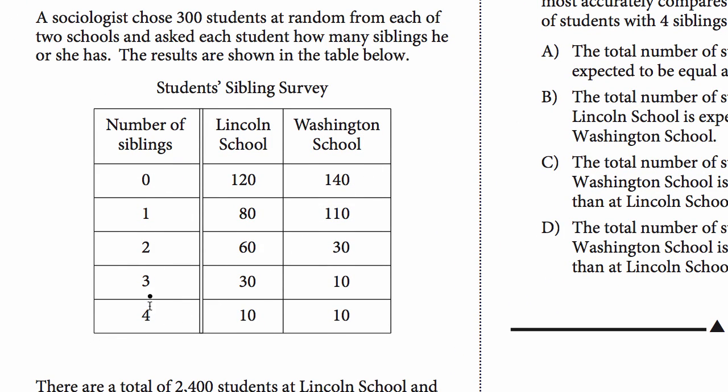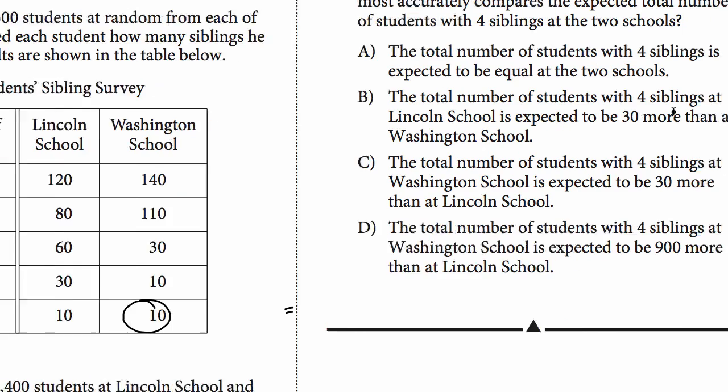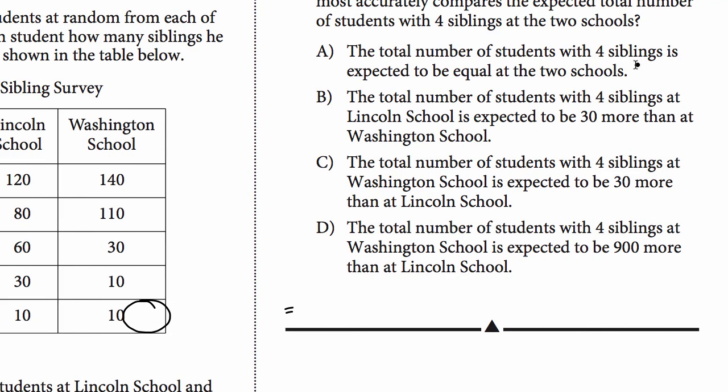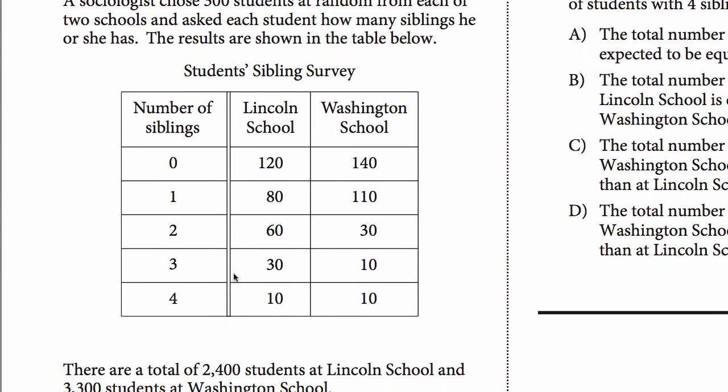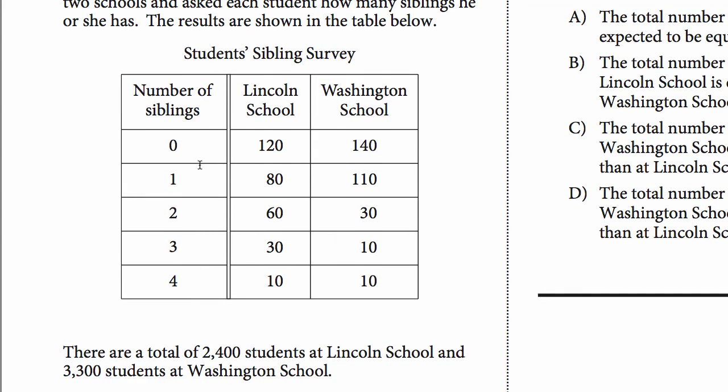So you go to your chart here, you look at 4 siblings, and you go, oh, Lincoln School, 10 people had 4 siblings, and Washington School, 10 people had 4 siblings. So it's equal. So then you go back to your answer choice, like, oh, that was easy. The total number of students with 4 is the same at both schools. Wrong. You can't assume that because this is just a small sample. It's a small survey. And both schools have different amounts of people. That's really the key. Actually, that's the real important information there.